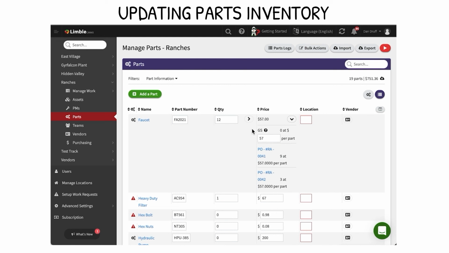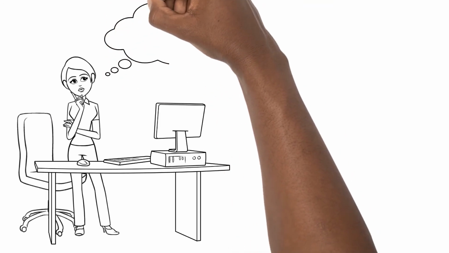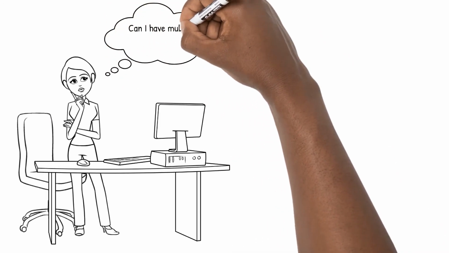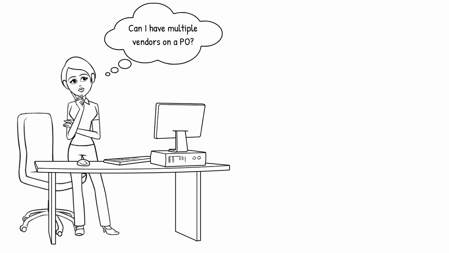The history of price changes will be reflected here, and this price at the top is an average of all the different prices you've paid for that part. Another thing Limble does automatically is track who you purchased your parts from, and it associates your parts with the correct vendors.